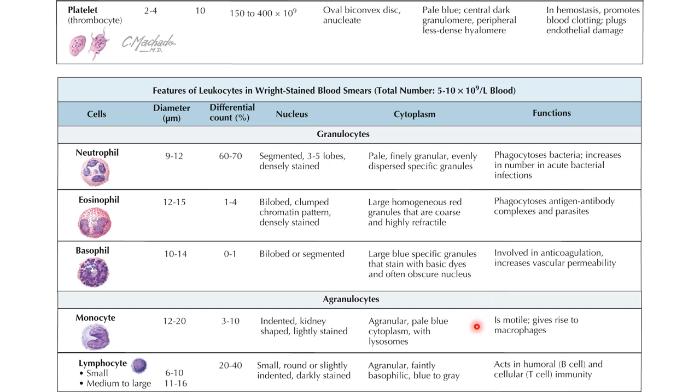Monocytes are motile, and once they are already in the tissues, they become macrophages, which are very efficient in clearing bacteria and debris. Lymphocytes are important for adaptive immunity. These are more powerful immune responses.